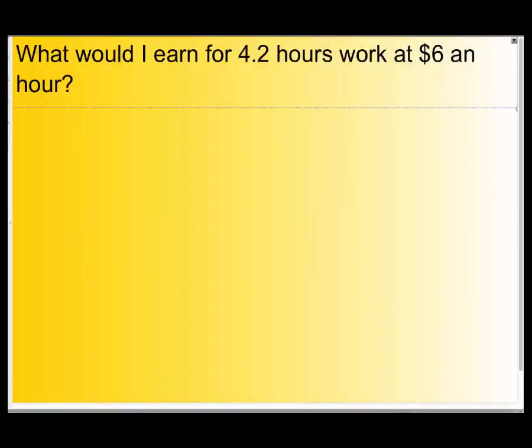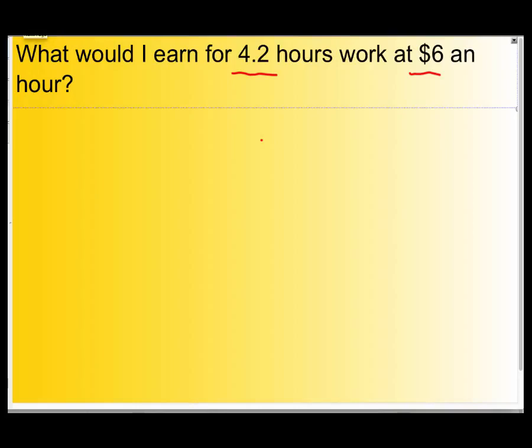Here's a great problem. What would I earn for 4.2 hours of work? It's $6 an hour. So I'm working at McDonald's and I work for 4.2 hours. There it is, 4.2 hours. I'm getting paid a paltry $6 an hour. How would you solve this problem? Perhaps you would like to pause me and have a go at that yourself. In fact, why don't you do that?